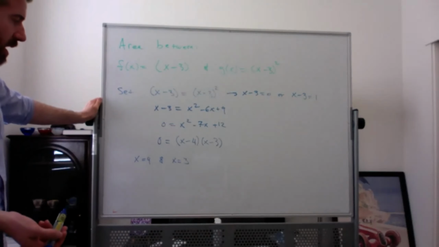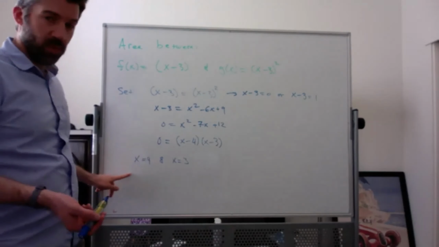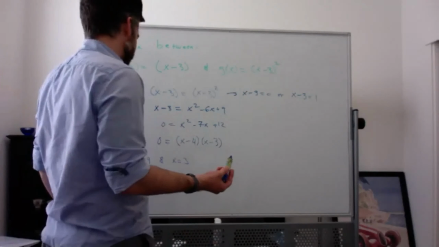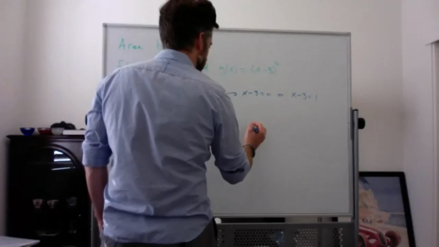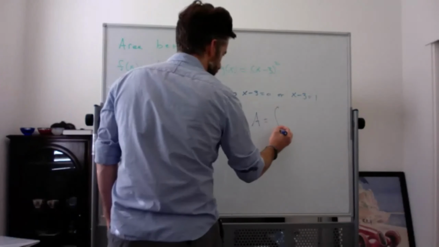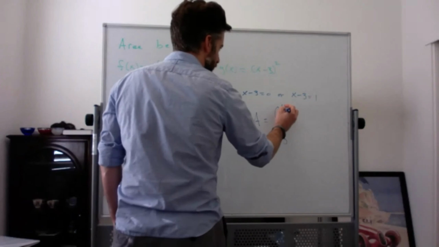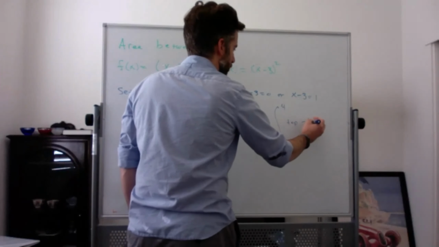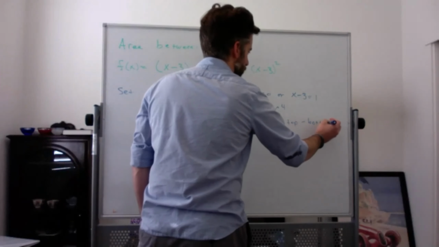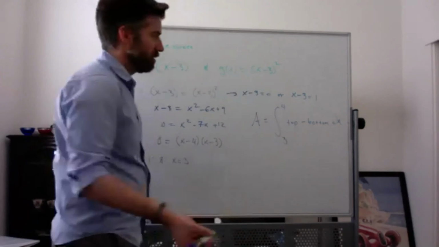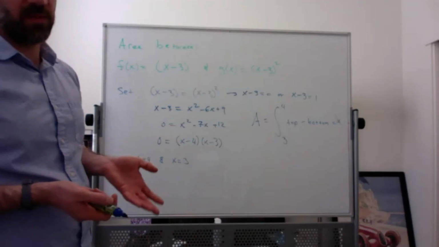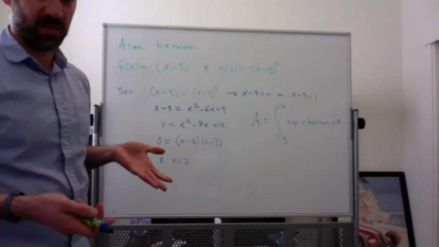So now that we have where these functions intersect, we could draw it if we wanted to, but it's not necessary. We know we're going to find the area by doing the integral from 3 to 4 of the top function minus the bottom function. So which one's the top and which one's the bottom? Well, to find that, you have to pick a number between 3 and 4 and see which function's bigger.